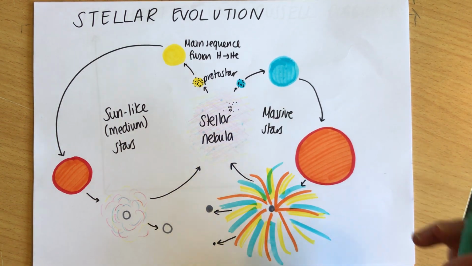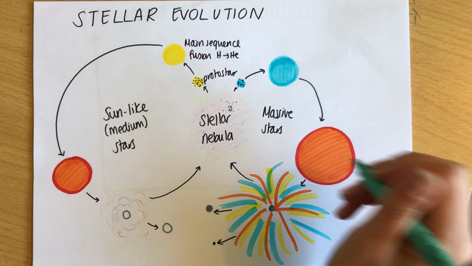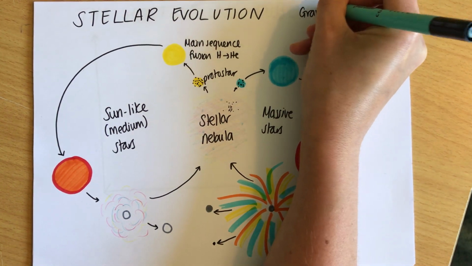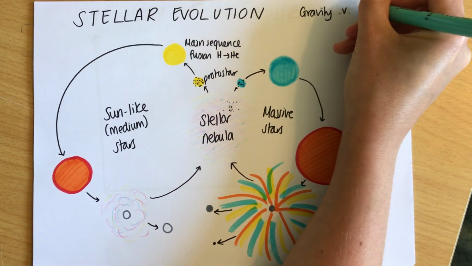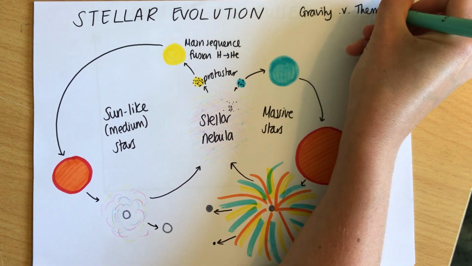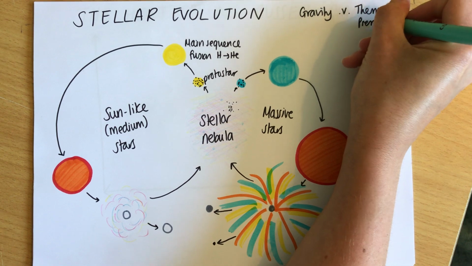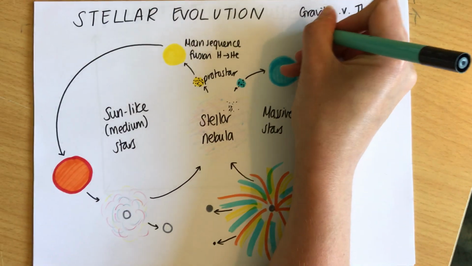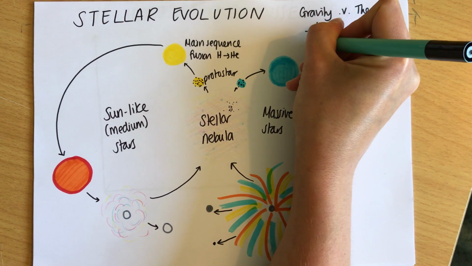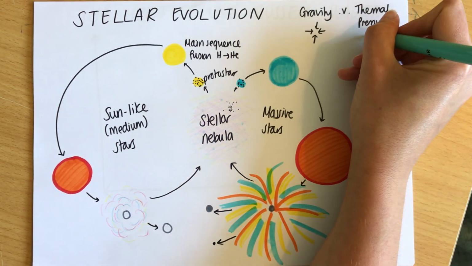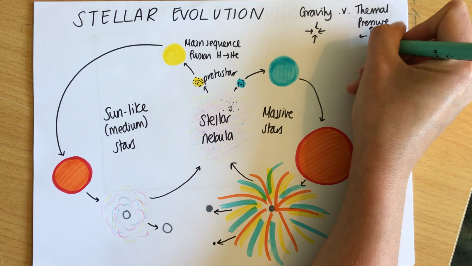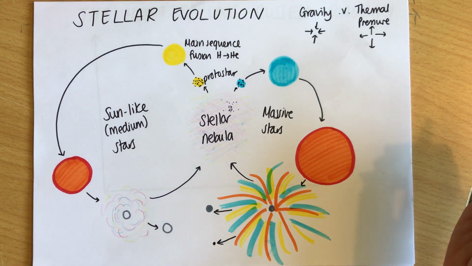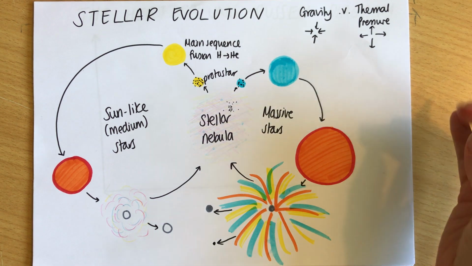And while it's stable, there's two forces that compete throughout all of stellar evolution, and that is gravity versus thermal pressure. You often just hear it called pressure. Now, gravity is due to the mass of the star and is always pulling the star inwards, whereas thermal pressure is pushing the star outwards. And the hotter the star is, the more thermal pressure there'll be. And it's a tug of war between these two forces.